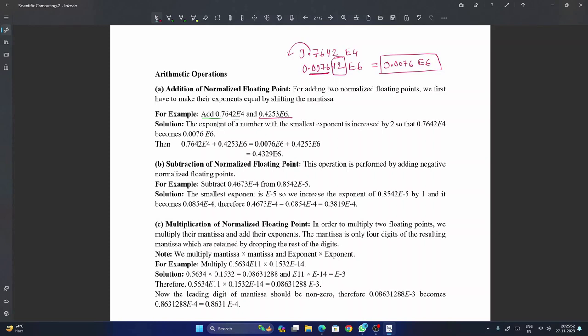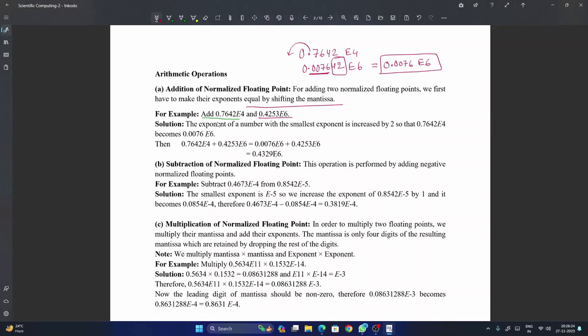So first of all, you have to make the exponents equal by shifting the mantissa, that is the first thing, and make both terms with the same exponent, and if possible with the largest exponent. Then it will be 0.0076 e6 plus 0.4253 e6, and the result will be 0.4329 e6.